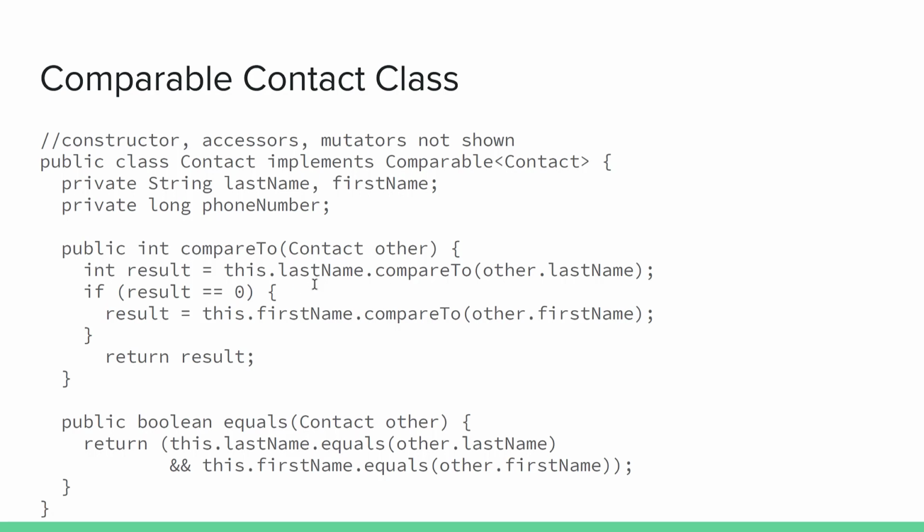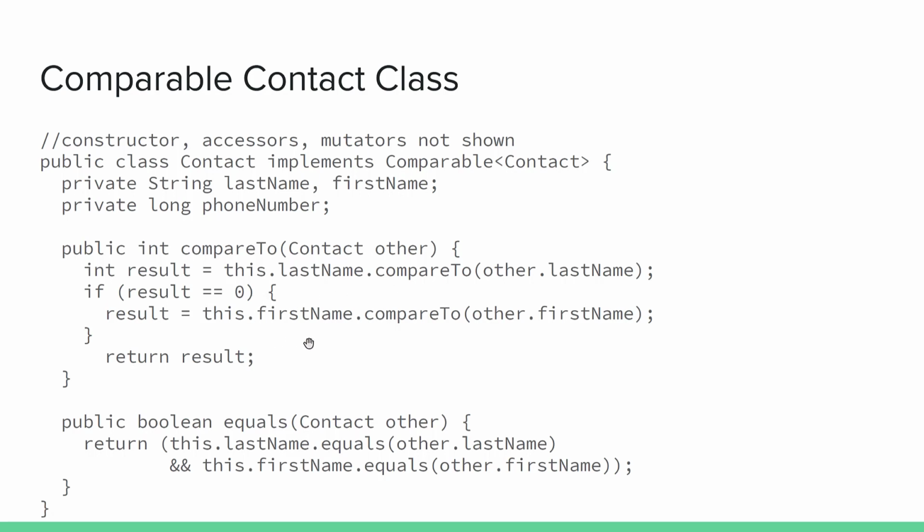If the last name of this contact, compared to the other contact using the string's compareTo method, comes before the last name of the other person, then we would expect to get a negative number stored in result. If the other person's last name comes before this person's last name, we would expect a positive number, and that's what we would return as a result. If they are the same last name, however, result would equal 0.